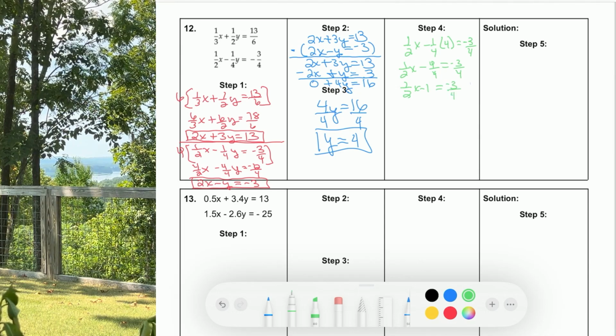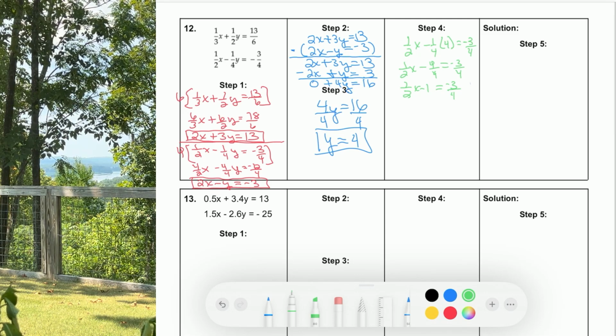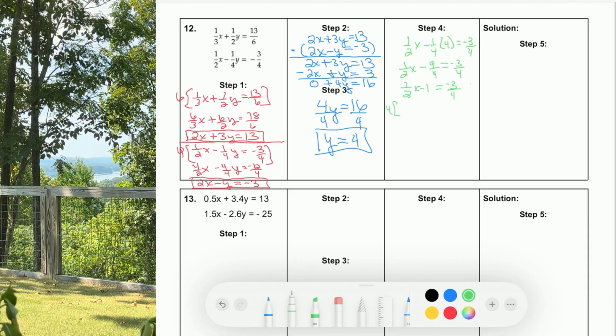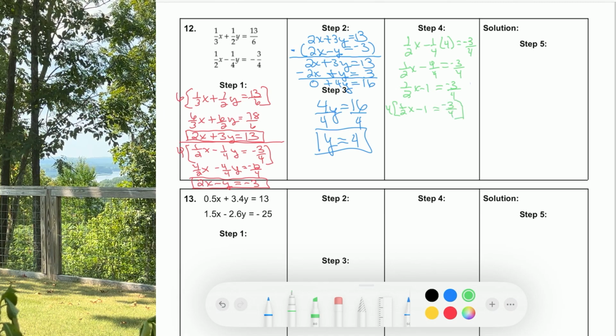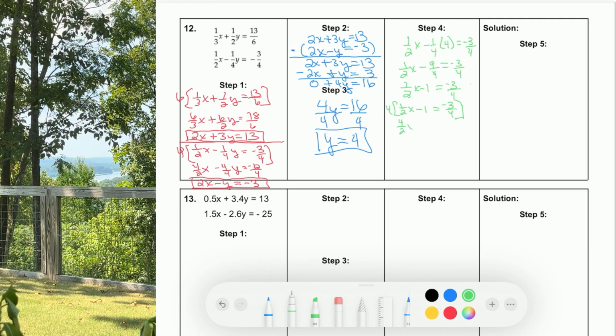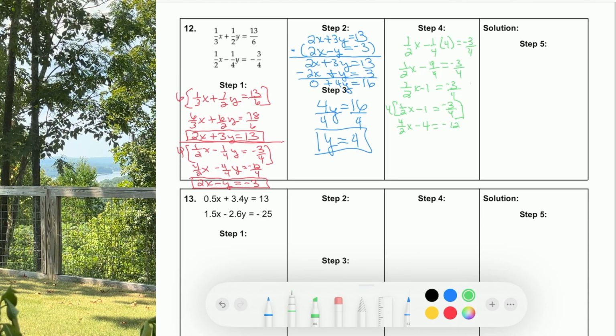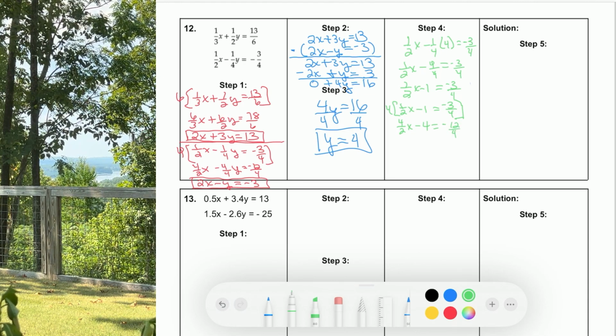At this point, I want to get rid of my fractions because it's going to be much easier to move things around. So I need to multiply everything by, let's see, 4. So 1/2 x minus 1 equals negative 3/4. All right, so 4 times 1/2 becomes 4/2x. 4 times that negative 1 becomes a minus 4. And then 4 times negative 3 becomes a negative 12/4. Now I can reduce my fractions.